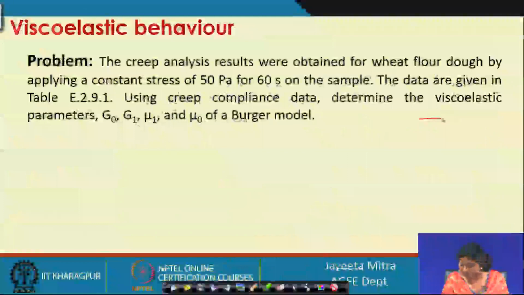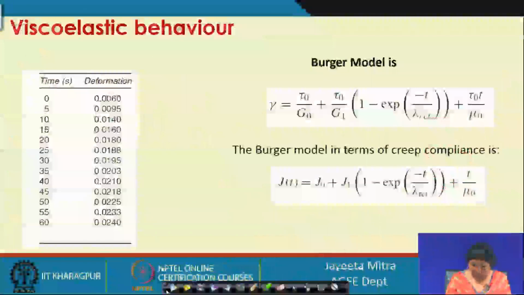So we know that the Burger model is like that. There is a spring, then we have a dashpot, okay, and this kind of force is applied, the constant force, that is constant stress sigma, that is 50 Pascal, right. So, we will see how we will solve that. Let us see the table. So, this is the data table.